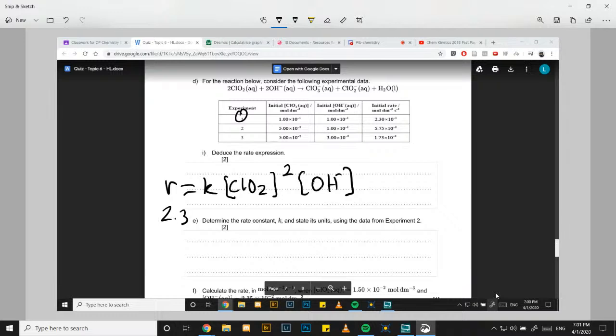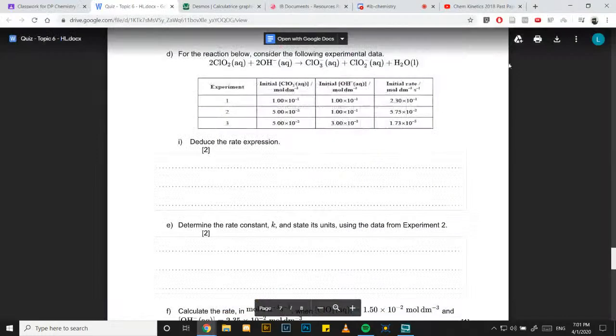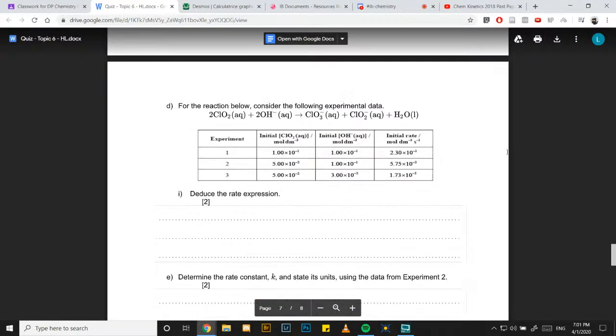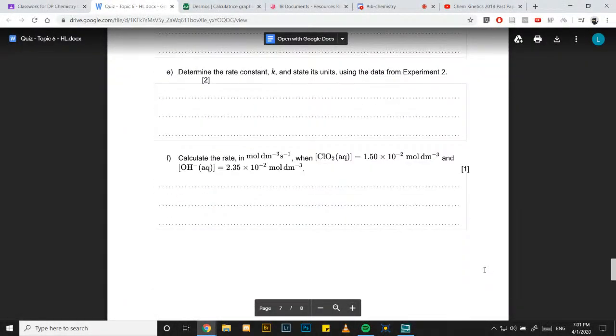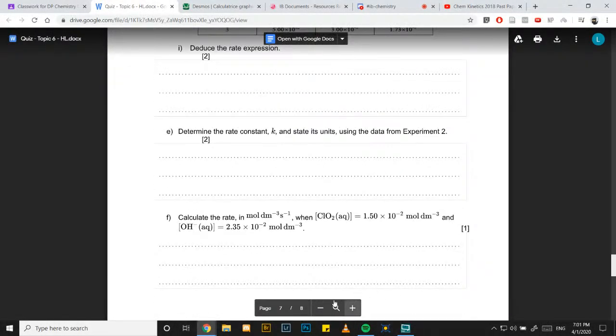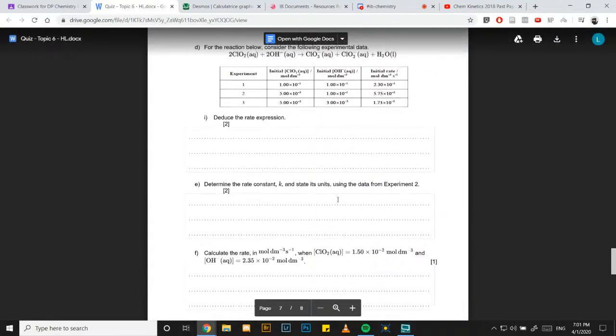I'm going to make it 2.3 times 10 to the negative 1, and this is a bit annoying. I'm not going to do this here because there's too much stuff and it's not enough space. I'm going to copy this over to the whiteboard. If I zoom out, you should be able to get the entire thing.